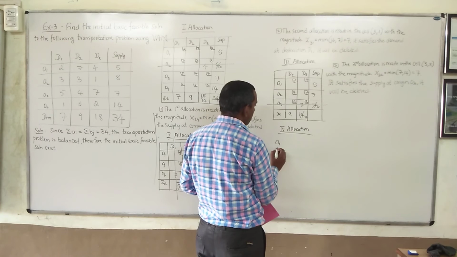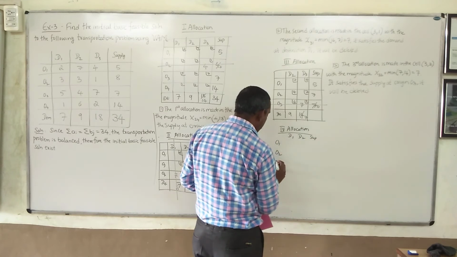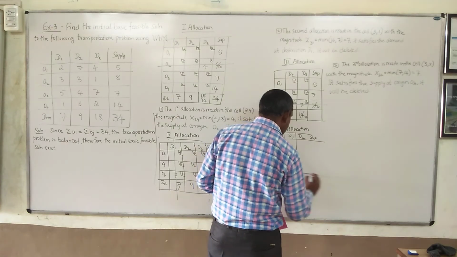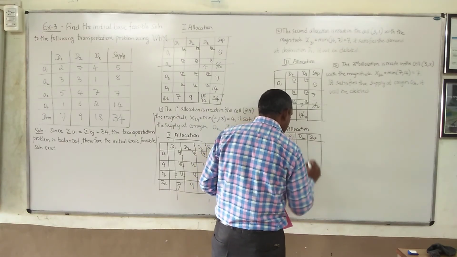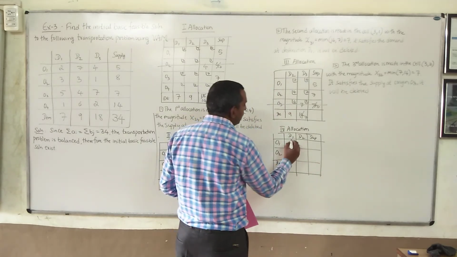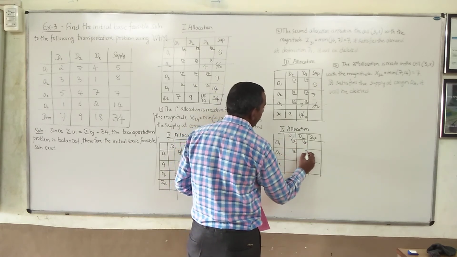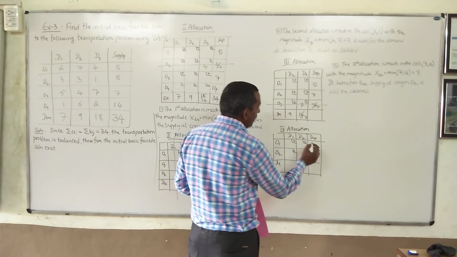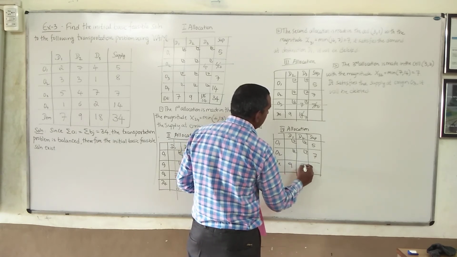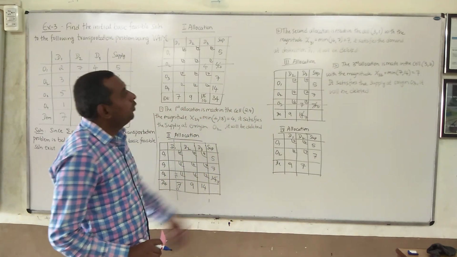That is O1, O2, D1, D2, supply, demand. So now let me write the values. It is 7 and 4, this is 4 and 7. Fine. So demand is 7, that is 9, 7. Fine.